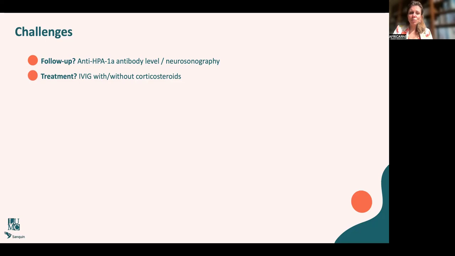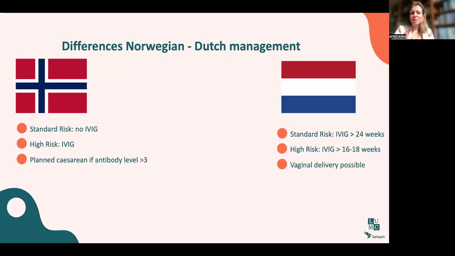Will we give IVIG with or without corticosteroids? When do we deliver? Because we don't know exactly what the risk is. Do we accept vaginal delivery, or do we do planned cesarean? All these questions are open. And what we have learned is that there is already a big difference between treatments and management. Just to illustrate that it will be difficult to find a very hard consensus in this rare disease on what's the best management strategy, even now, not even talking about screening.